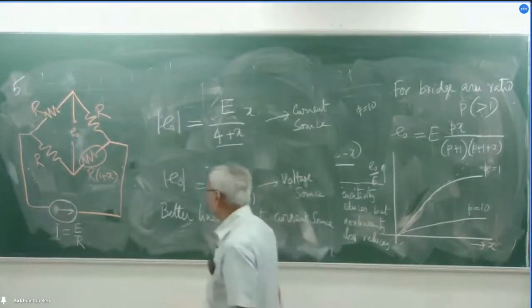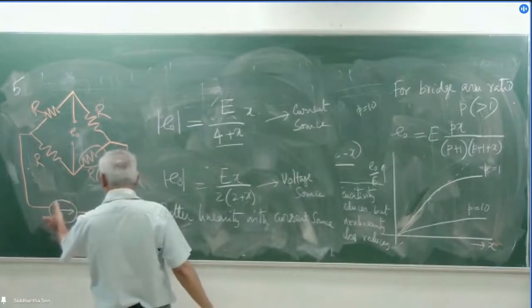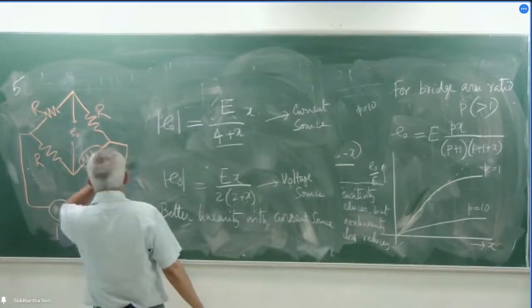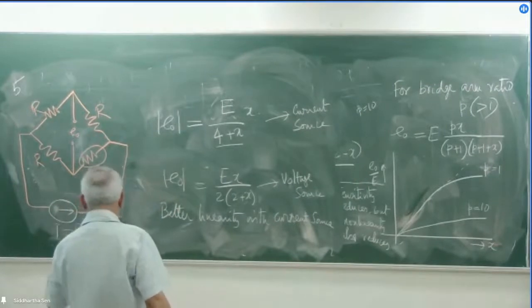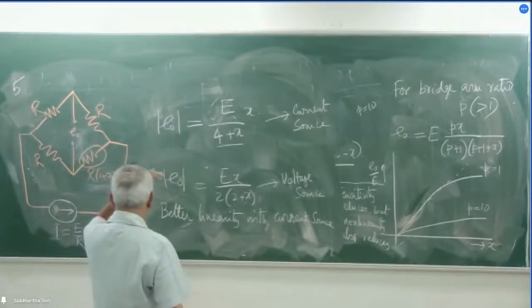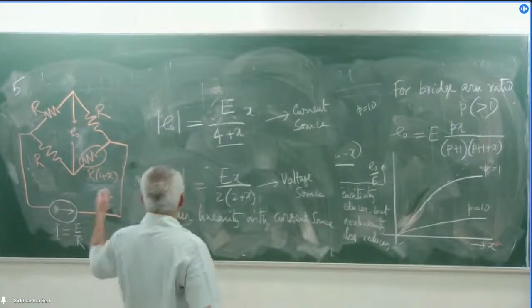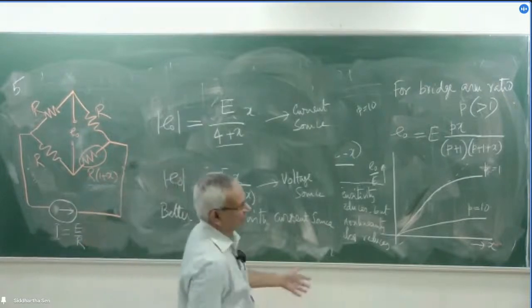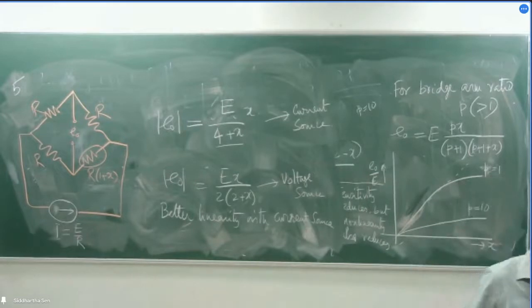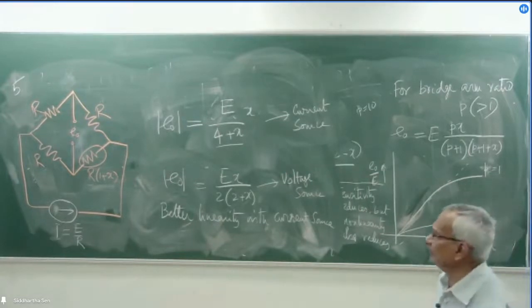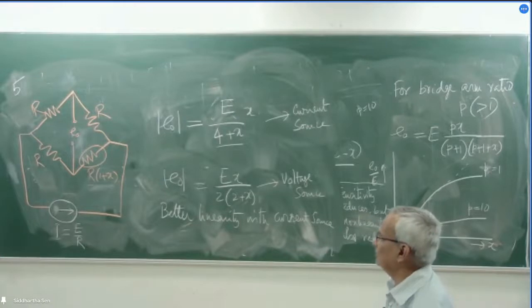For example, just by changing the voltage source to the current source, we can improve the sensitivity considerably, and the linearity considerably. And definitely, what would be the required circuit for the signal conditioning? That also we should think of. So I close it. If there is any other question, you can ask me.